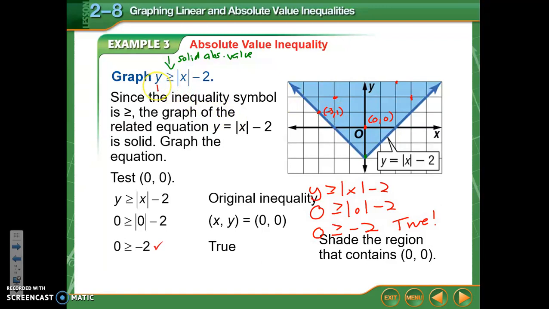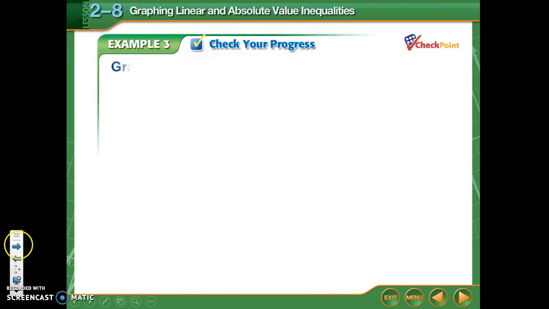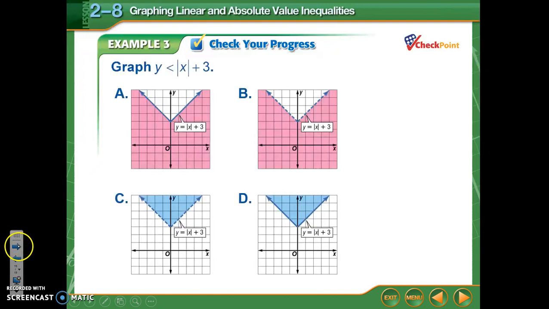If I plug in 1 for y and -3 for x, I end up with 1 is greater than or equal to 3 minus 2. 1 is greater than or equal to 1, which is true. So that is why we have a solid line, because the points on the line, or on the graph, on the V, make it true. Alright, you guys try this one.